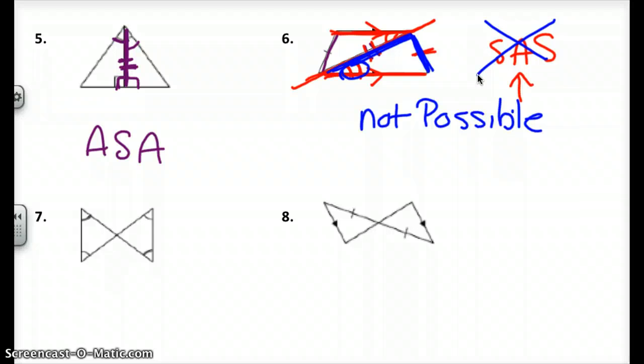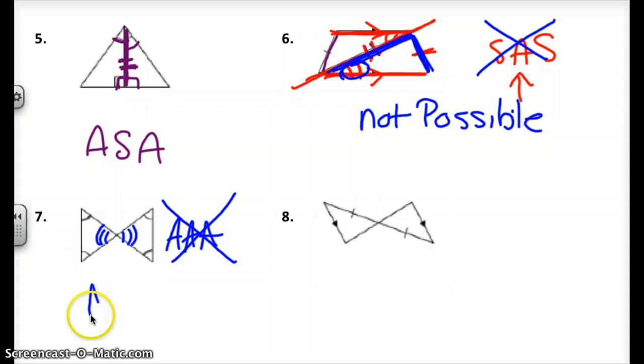Number 7. I see my angles, and then I'm thinking vertical angles here. Now at this point, my students will sometimes write AAA down. Remember, AAA is not a postulate for proving triangles congruent. This one is not possible again.